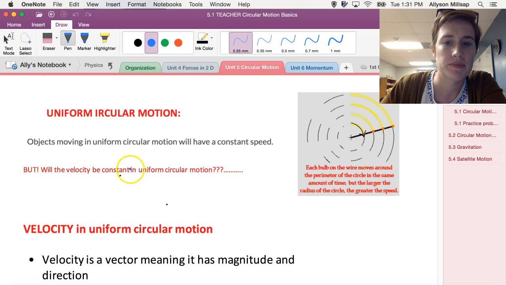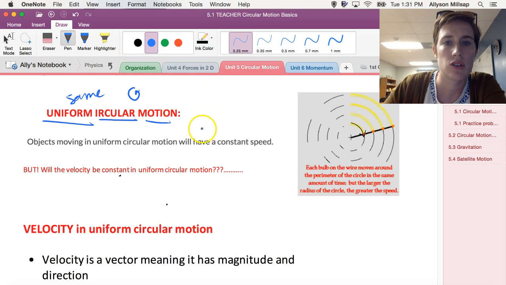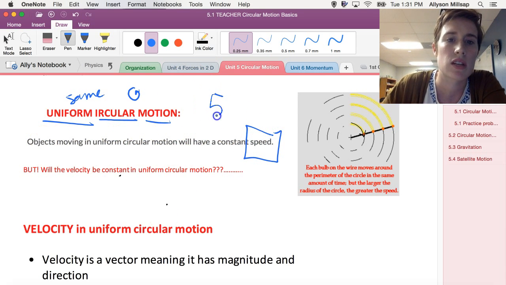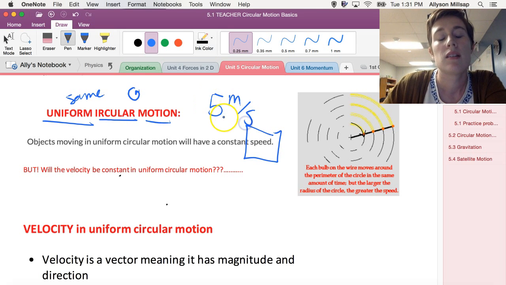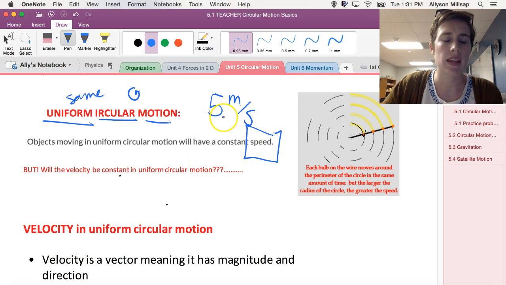Uniform circular motion. What does that mean? Uniform means same. Circular means, well, like a circle. And then motion means movement. So moving in a circle the same way over and over and over again. But actually it specifically means constant speed. So what is speed? It's just a measurement of distance over time. So like if I say this object is spinning in a circle 5 meters per second, I'm going to say it's continually spinning at that same speed. It's not going to change, okay?